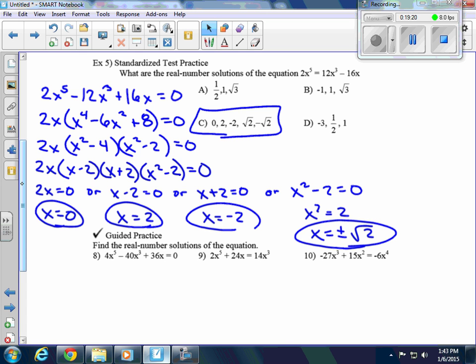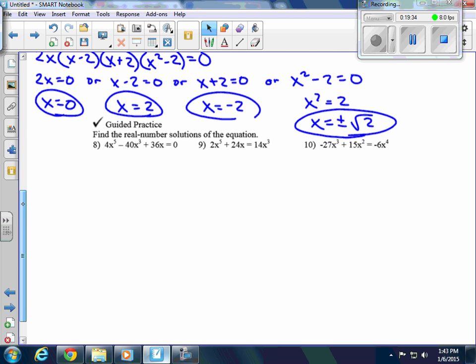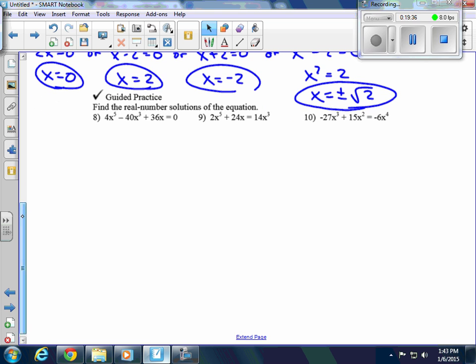So we're going to continue on after factoring to solve them. Remember, if it says solve, or find the solutions, you have to tell me what does x equal. So go ahead and pause the video, and then you can answer questions 8, 9, and 10. And hit play when you're ready.